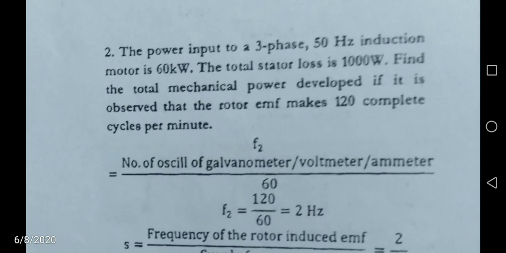The power input to a 3-phase 50 Hz induction motor is 60 kilowatt. The total stator losses is 100 watt. Find the total mechanical power developed if it is observed that the rotor EMF makes 120 complete oscillations.